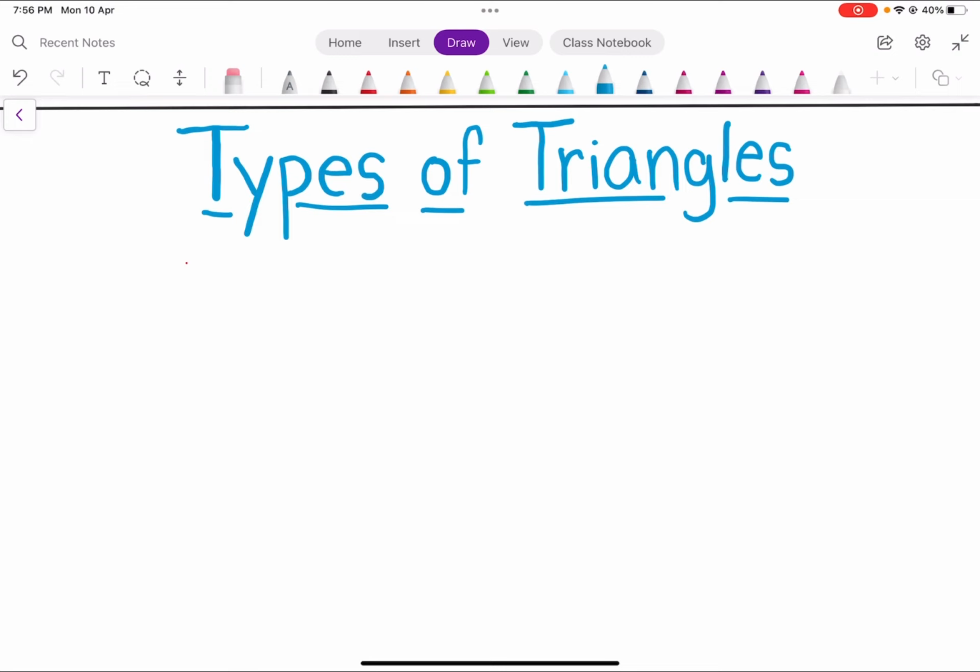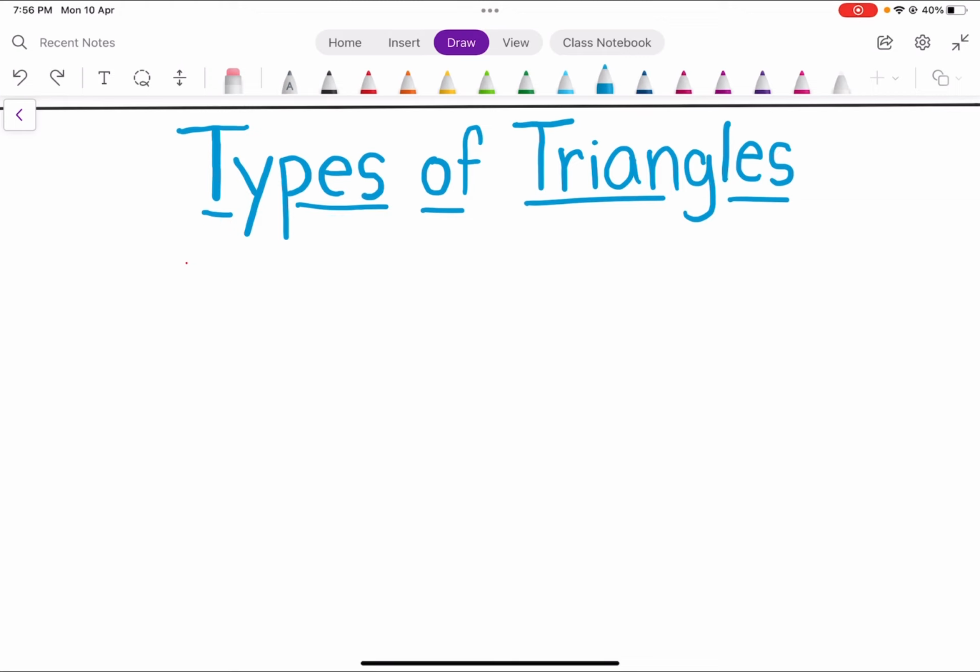Hi everyone, today we're going to be talking about the different types of triangles. Now, I know triangles may seem like something that might not need much thinking about, but triangles too have a lot of stuff to understand about. One of these such things is the different types of triangles.